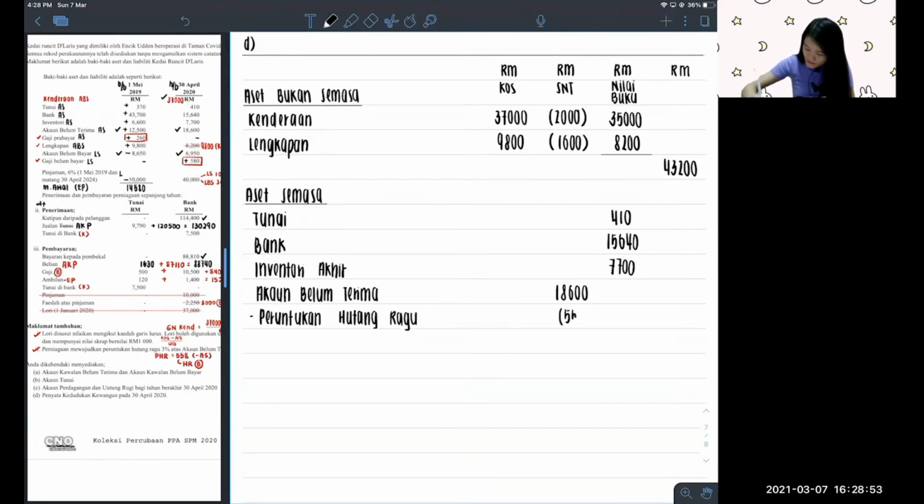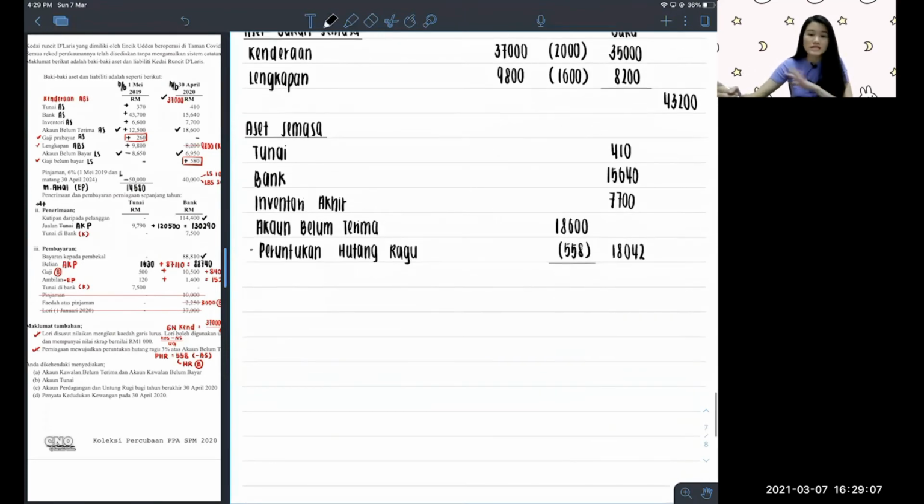558. So you don't have to move one row down, okay? You can just put it on the same row. So 18,600 minus 558, yeah? Account belum terima is 18,042. Now the reason why you can put it on the same row is because there's no name for the total, because it's just a temporary amount we estimate for PHR.